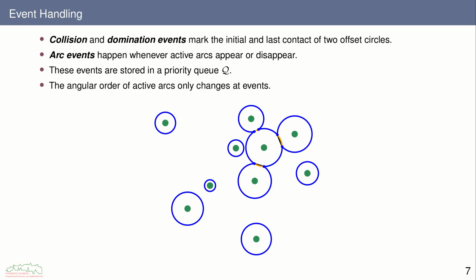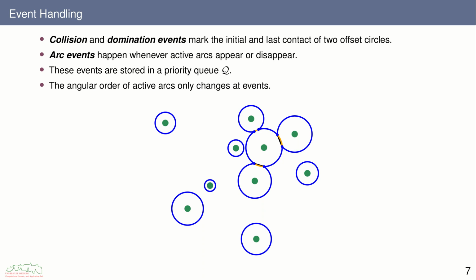Thus, we will be using 3 different event types during our wavefront propagation. As I already mentioned, collision and domination events mark the initial and last contact of 2 offset circles. Additionally, an arc event takes place whenever active arcs appear or disappear. We will store these events in a priority queue ordered by the time of their occurrences. Note that the angular order of the active arcs around their respective sites only changes at events.